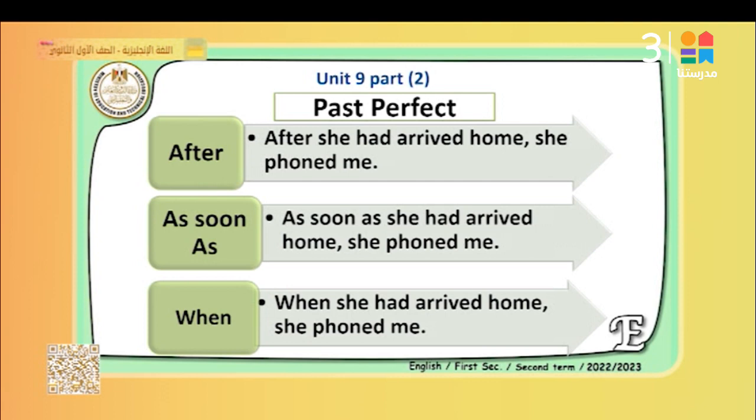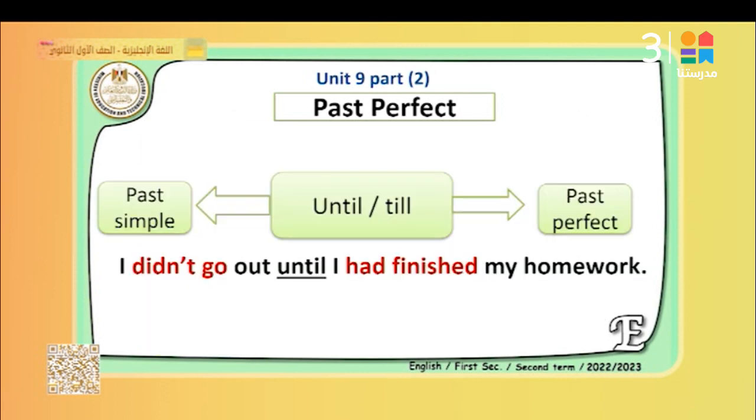After she had arrived, she phoned me. Or as soon as she had arrived, she phoned me. So something happened first, she arrived first, we put it in the past perfect, and then she phoned me, we put it in the past simple.